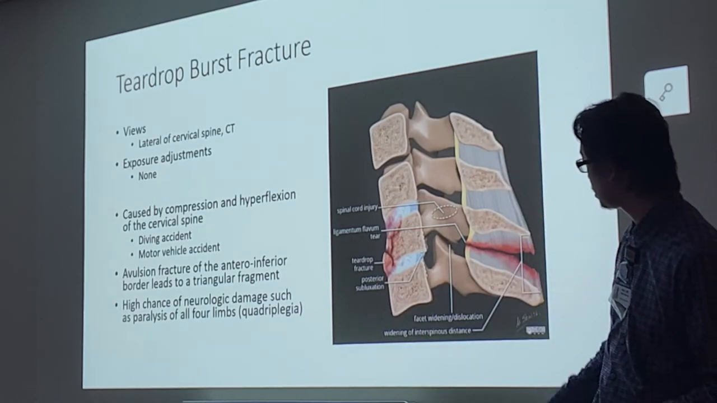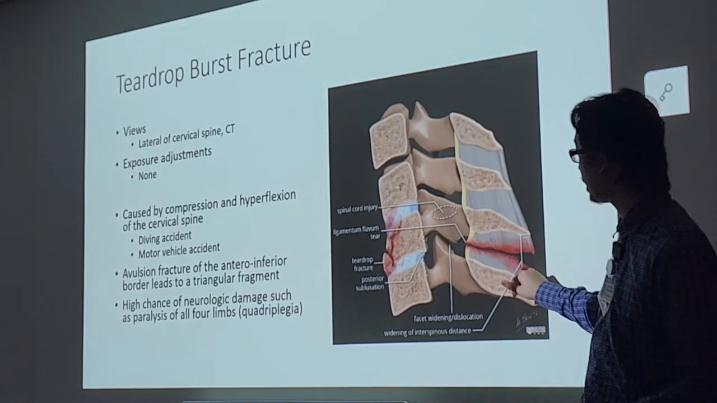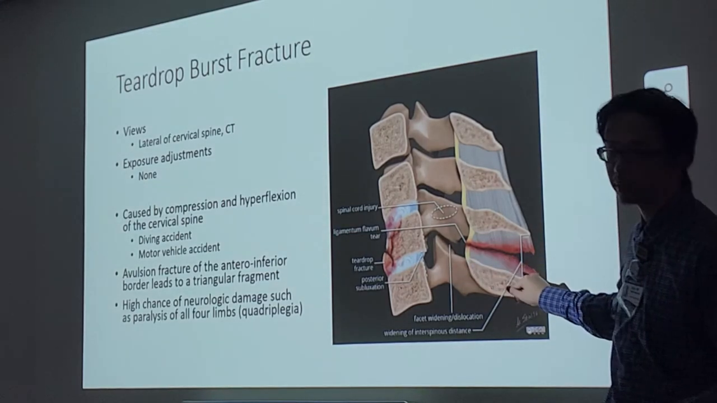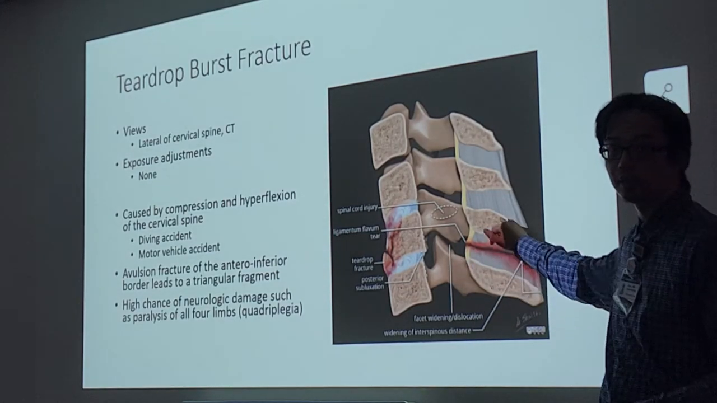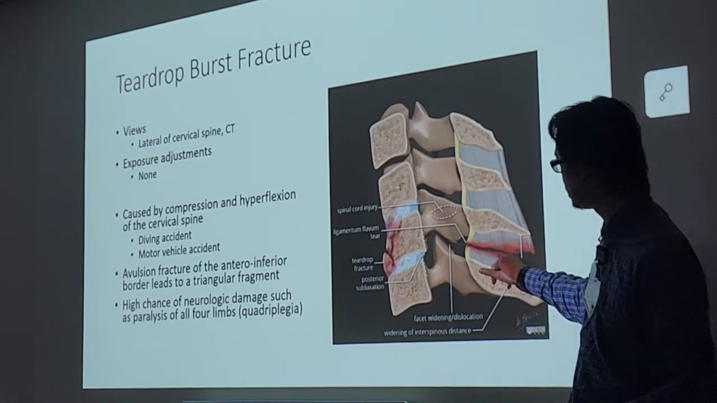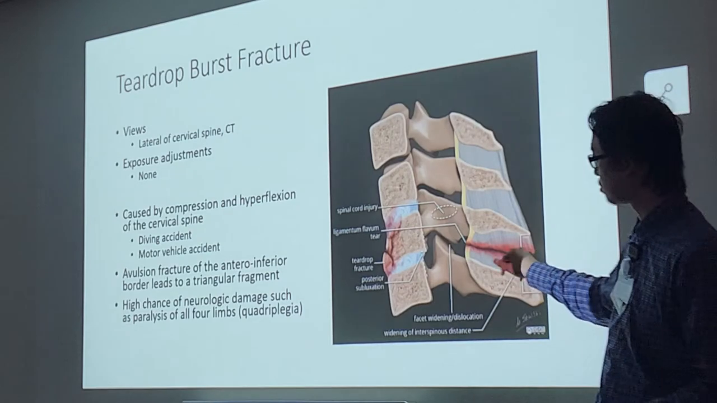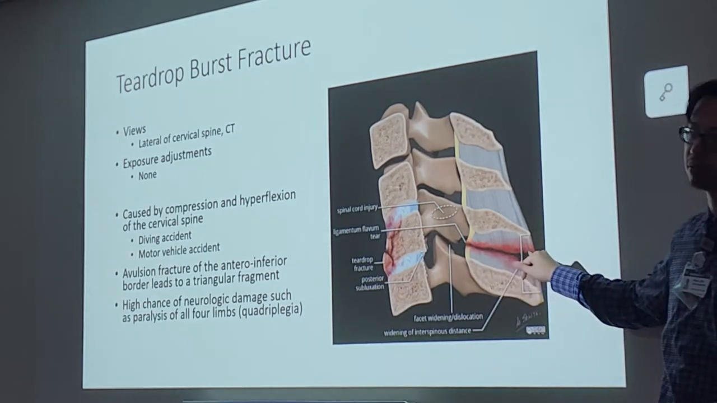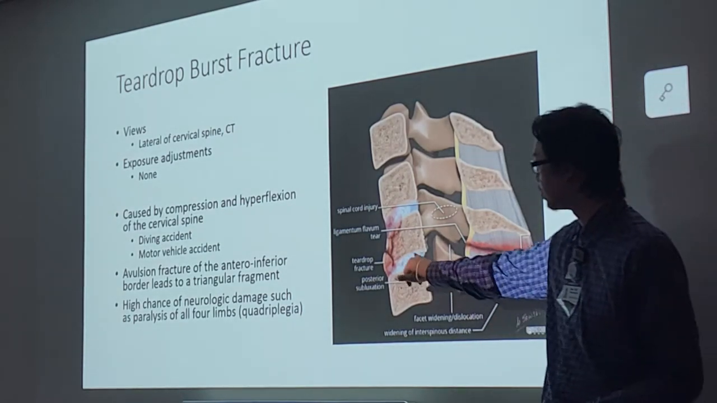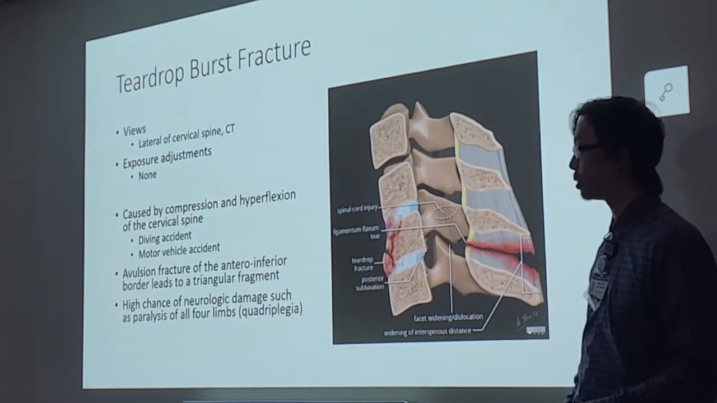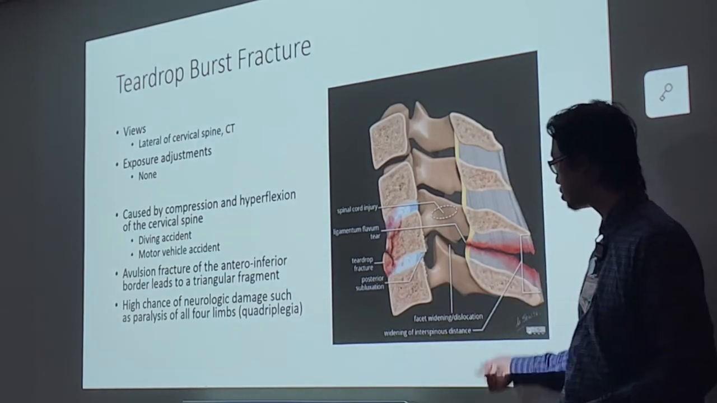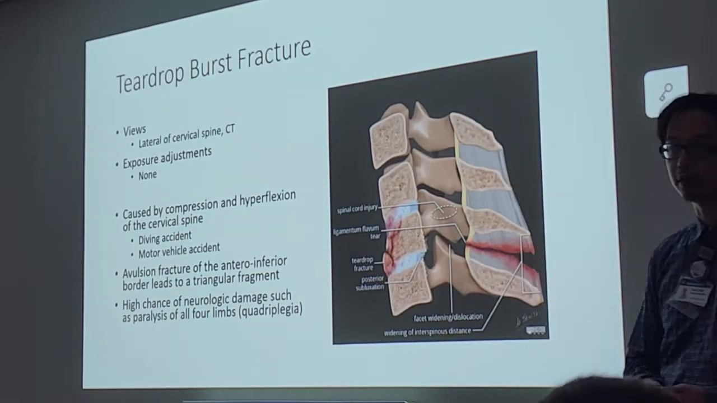In addition, there may be a tearing of the ligament here in the back as well, connecting the spinous process. This tearing of the ligament is not a fracture. Ligaments being injured is not a fracture. A fracture is going to be of the bone. But along with the teardrop fracture, you may also get the tearing of the ligament.